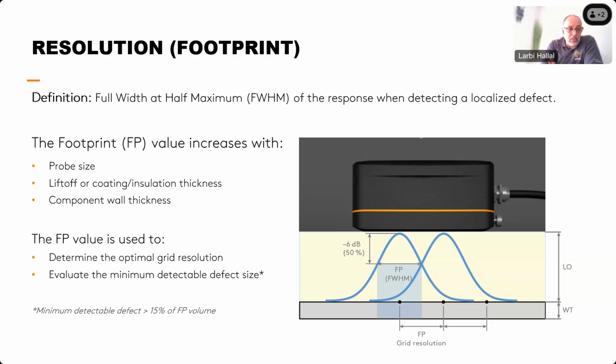We used to say that the minimum detectable defect is more or less 15% of the footprint volume. So you have your thickness, the component thickness, you have your footprint, you calculate the volume, and a wall loss of 15% of that volume is something that can be detected with the Pulsed Eddy Current technology.